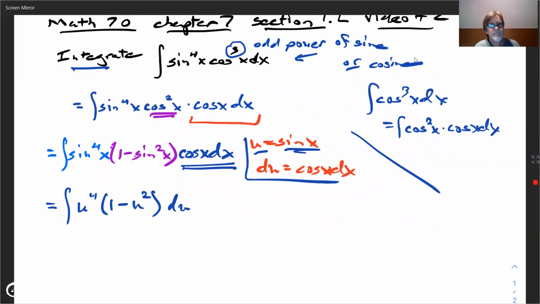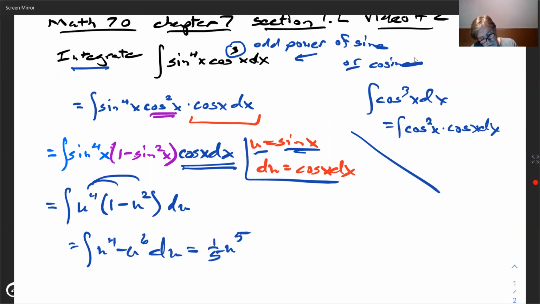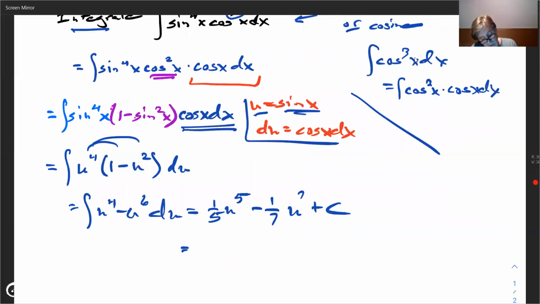What you do next is basically Calc 1. We're going to distribute, of course. You're going to get an integral that says u to the 4th minus u to the 6th du. You're going to use your power rules: 1/5 u to the 5th minus 1/7 u to the 7th plus c. And then finally, put it back in terms of x. So you're going to go 1/5, and what was it again up here? Oh yeah, u is sine. So we go 1/5 sine to the 5th x minus 1/7 sine to the 7th x plus c.